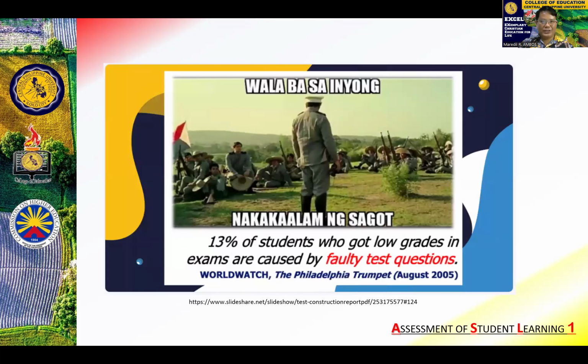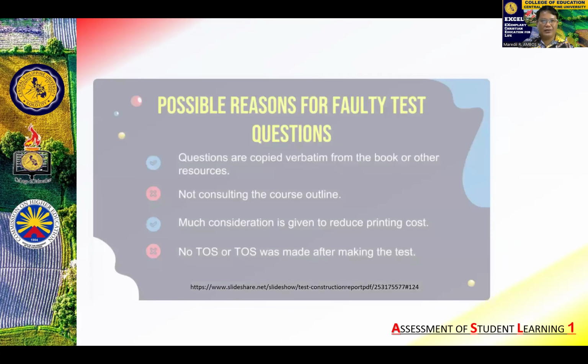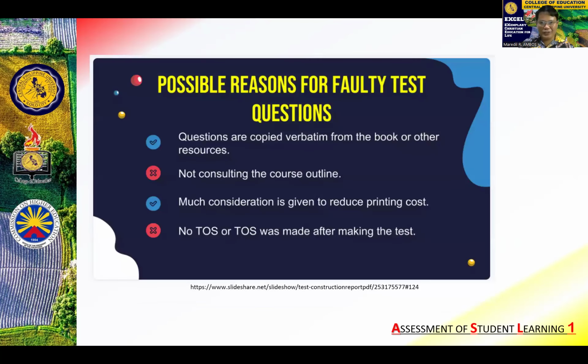Let's start with this picture. According to World Watch, the Philadelphia Trumpet of August 2005, according to the study, 13% of the students who got low grades in exams are caused by faulty test questions. Imagine if that would be the scenario, something is wrong with the assessment that we have, or with the test question. So in order to avoid this, we need to study test construction.